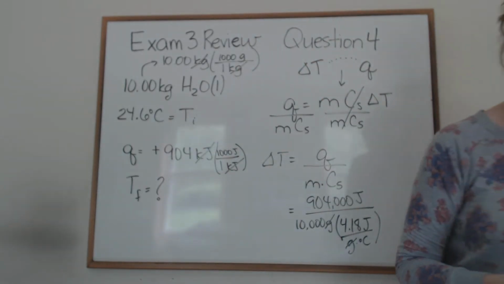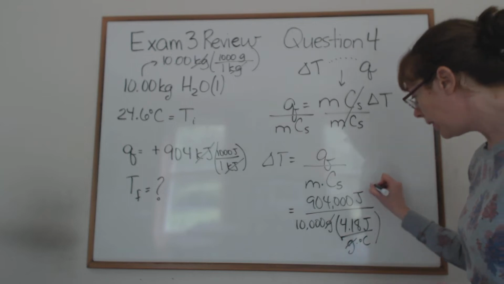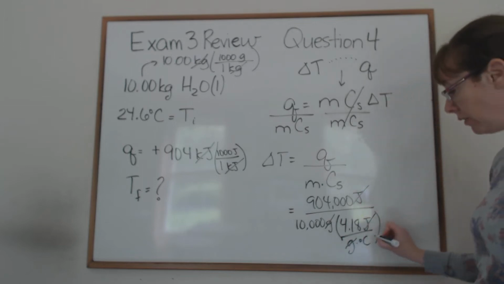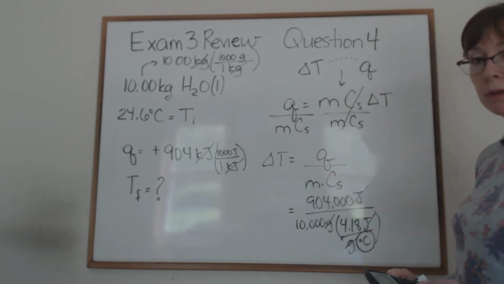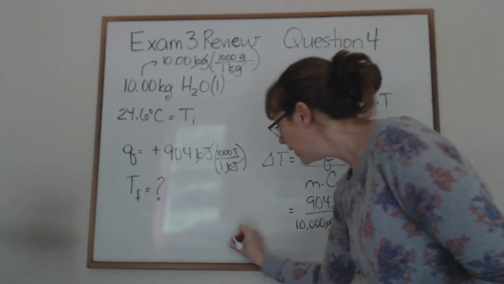Alrighty. So now, that will cancel out joules. And you can see that your surviving unit will be degrees C, which makes sense because we're solving for delta T. So let's go ahead and figure out what this is.